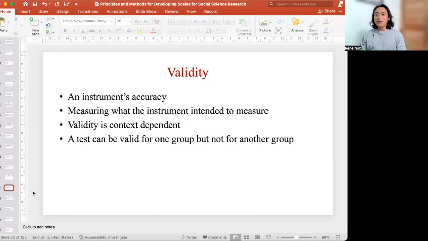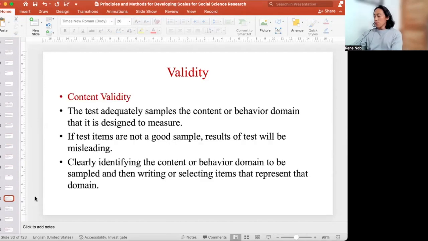A scale that is valid among females might not be as valid when males are the ones who are taking the test. So there is that particular caveat. So a test can be valid for one group but not for another group. Now, there are many forms of validity, so let's go through some of them. The first one is referred to as content validity.